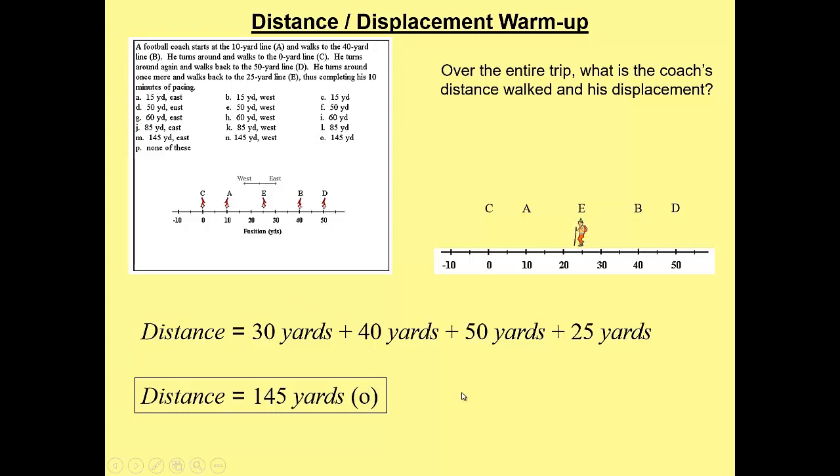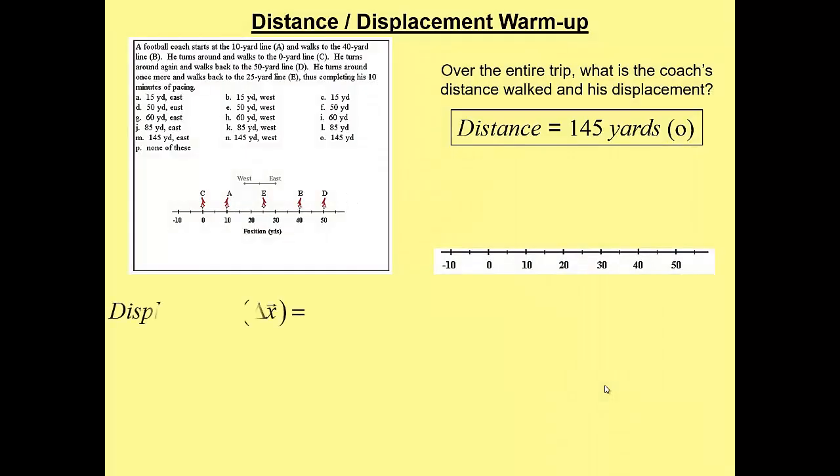Hopefully, that's what you got. Notice that this distance is just how far he walked, has nothing to do with direction. So all these answers that have east or west, those are not going to be distances. Only the ones that are just how far he went will be distances. So that's probably the easier one, right? Certainly the one you could have answered before taking this class. But now we need to find his displacement.